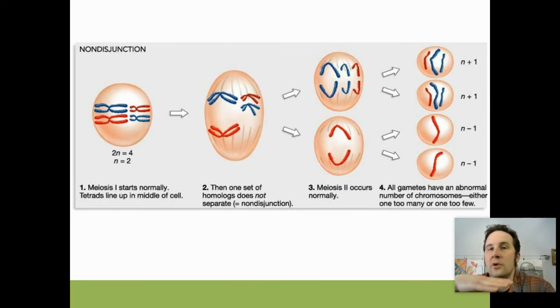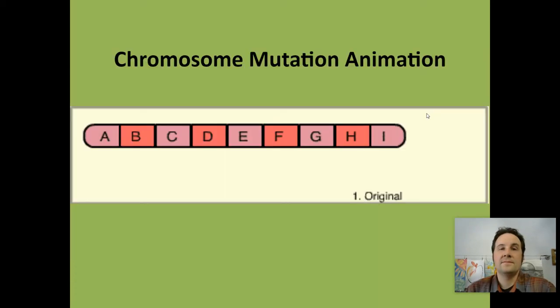That zygote would go through apoptosis. It would say, I do not have the right material. But when you have non-disjunction on chromosome 21, that is still a viable zygote, and that develops into an individual who has Down syndrome. Yeah, it's fascinating.